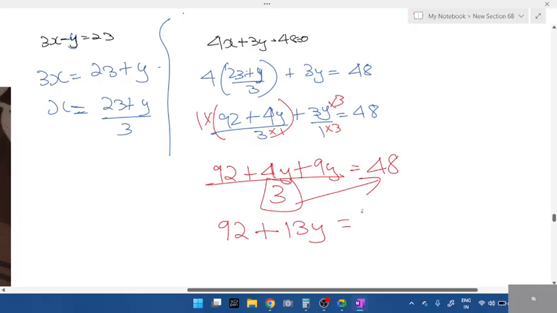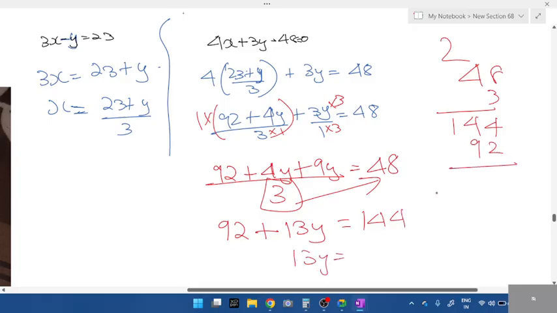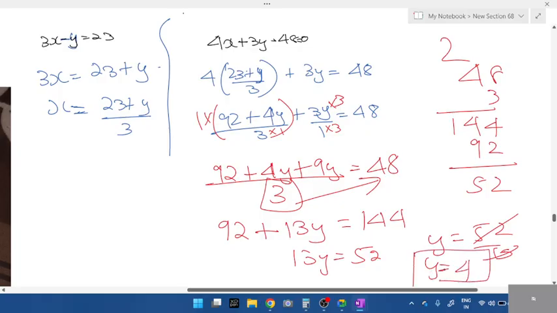Okay. 13y, 48 into 3. Look at 48, 3 8s are 24, 3 4s are 12, 144. So 13y is equal to 144 minus 92. 92 goes to the other side, gets subtracted. You get 52. Fine. Y is equal to 52 divided by 13. What is y? Y is equal to 4.